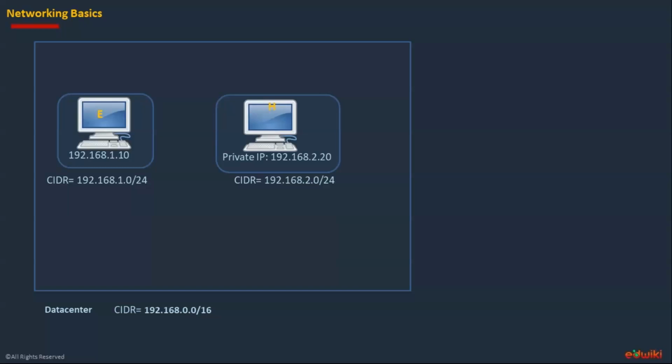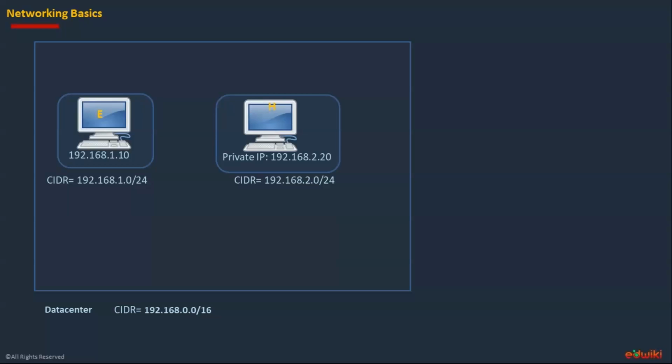So the /16 is the broader network, which I can break into multiple networks as well. But we need to follow the same rule. The smaller networks that you are making should be within the range of the broader network. In this case, you see the /24, 192.168.1.0 is still in the range of 192.168.0.0/16 only.